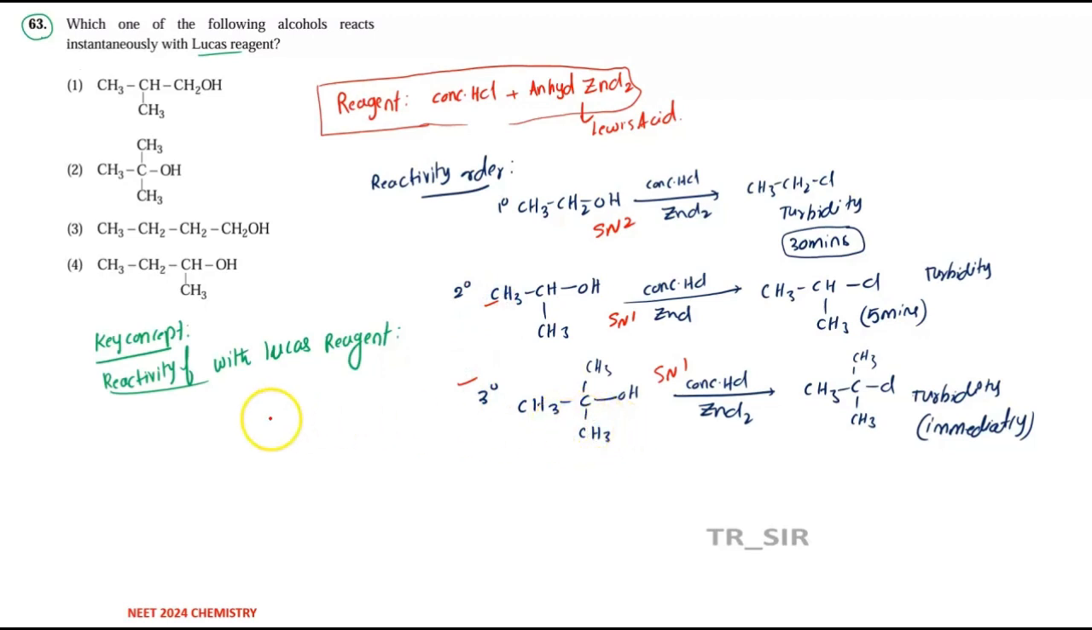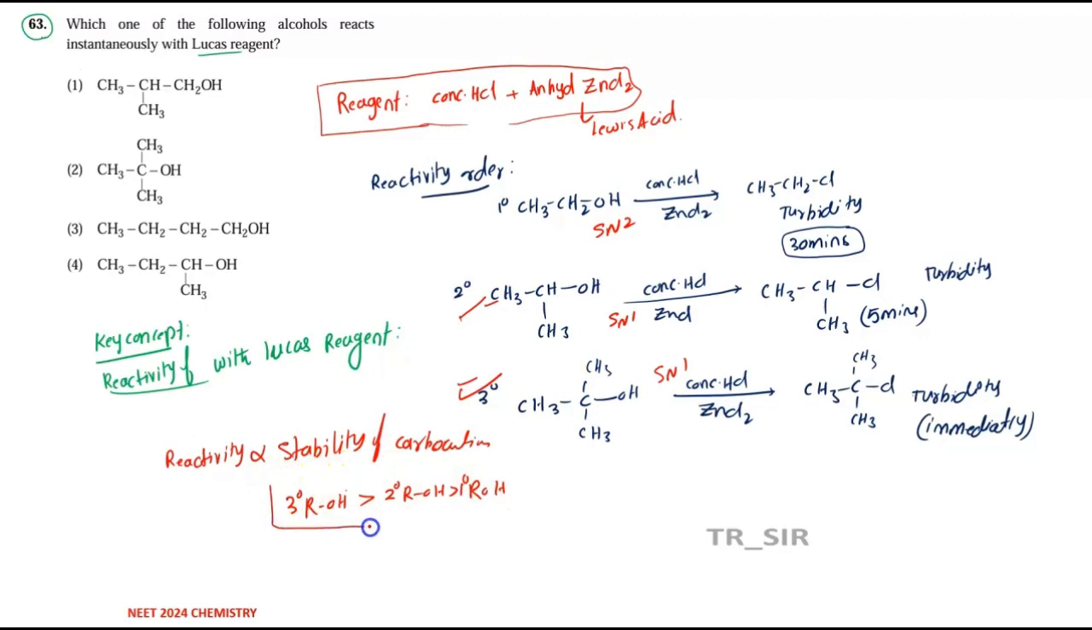So reactivity is proportional to the stability of the carbocation. The more stable the carbocation, the faster the reaction. That means tertiary alcohol is faster than secondary, which is faster than primary. So you can keep it as tertiary ROH is faster than secondary ROH, then primary alcohol. This is the order of reactivity with Lucas reagent.